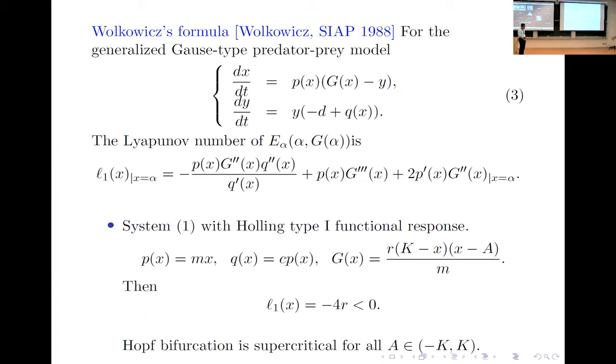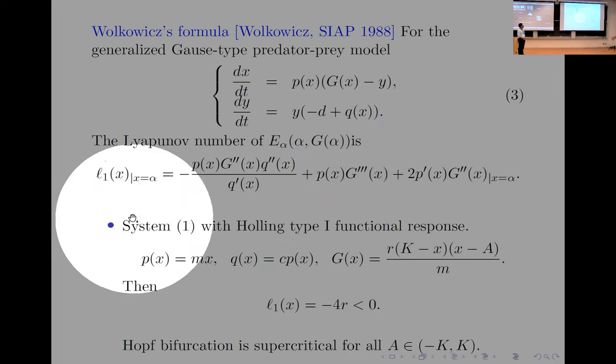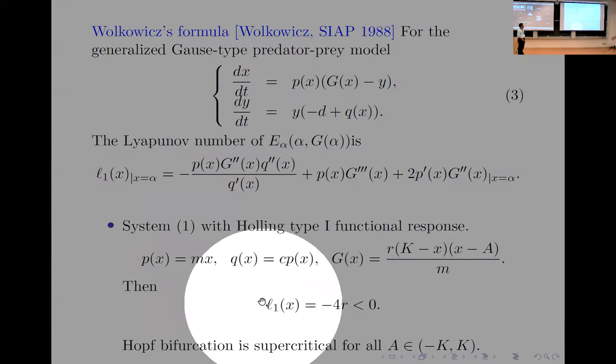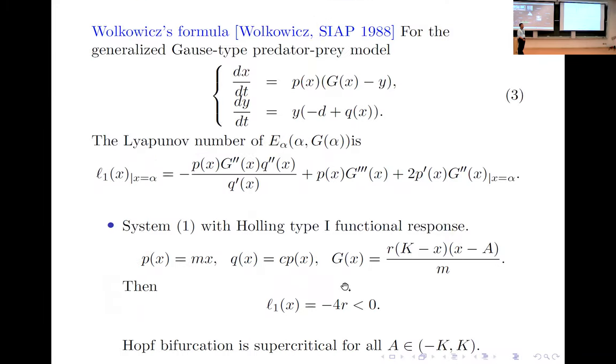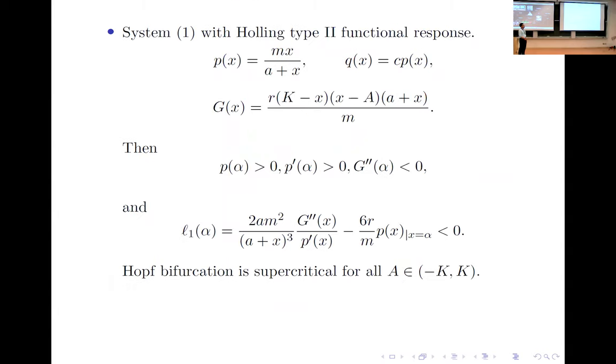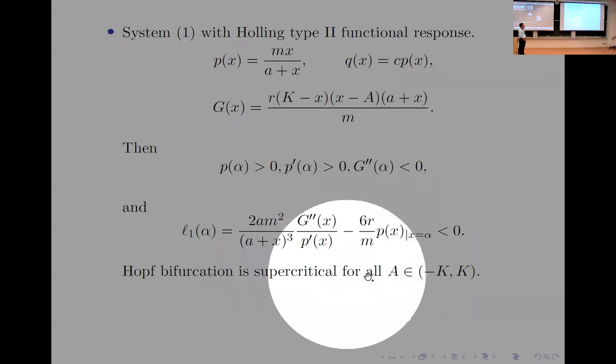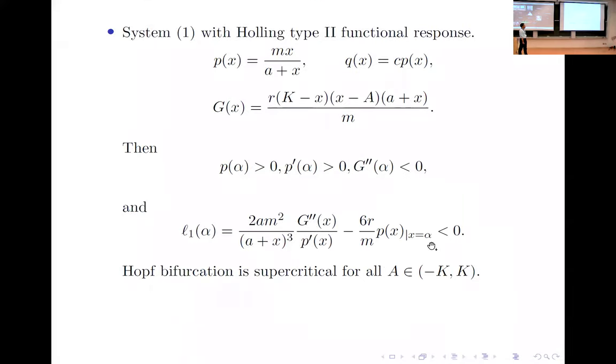Now let's see how powerful this formula is. Suppose we have system one, that is the predator-prey system with the Allee effect. For the Holling type 1 functional response, we can easily calculate L1. That is minus 4R, which is always negative, so the Hopf bifurcation is supercritical. And for the Holling type 2 functional response, again we can easily find the sign of L1 at alpha, which is negative. So the Hopf bifurcation is also supercritical, for A between minus K and K.